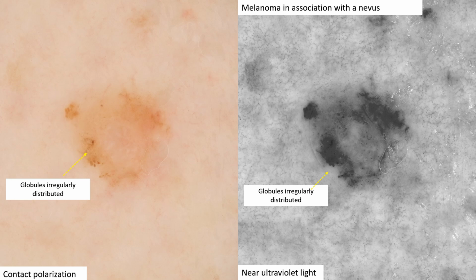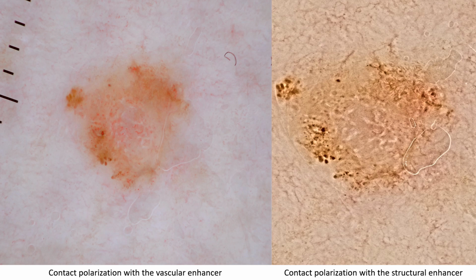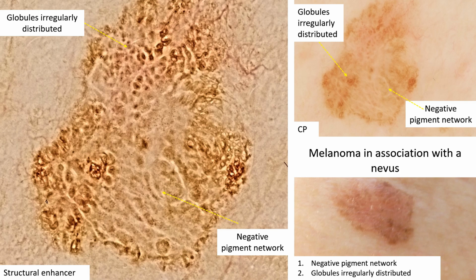All we really see are some globules irregularly distributed in the contact polarized mode. You can see this as well with the near ultraviolet light. And this is where the enhancers make a dramatic difference. Now with contact polarization with the vascular enhancer, we see the vasculature and we see the negative pigmented network. And we see with the structural enhancer the globules as well as the negative pigmented network.